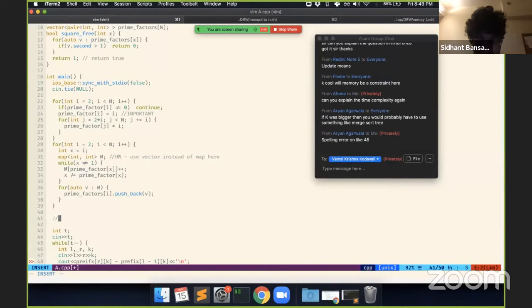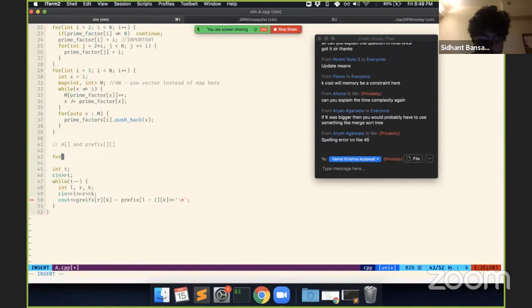Now we have to create array A and the prefix array. Those are the two things that we have to create here. Okay, so how will the array A look? First, think about this.